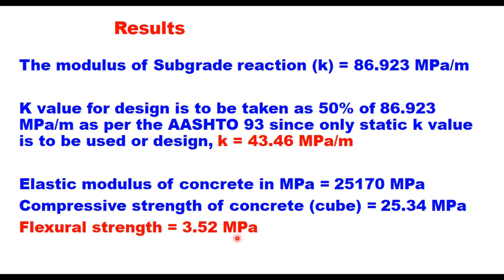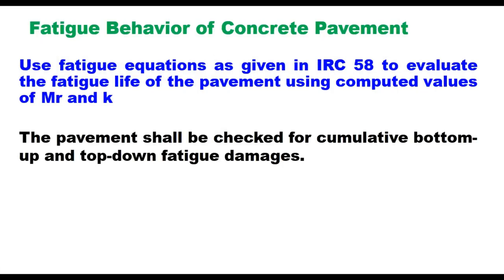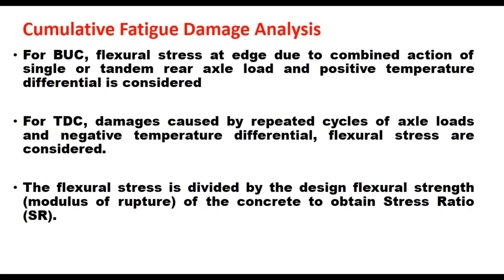Now using this modulus of rupture, you carry out fatigue analysis of the concrete pavement. Use fatigue equations as given in IRC 58 to evaluate the fatigue life of the pavement using this computed value of MR and K. The pavement should be checked for cumulative bottom-up and top-down fatigue analysis. For BUC, that is bottom-up cracking, flexural stress at the edge due to combined action of single or tandem rear axle load and positive temperature gradient is considered. And similarly, for top-down cracking, damage caused by repeated cycles of axle loads and negative temperature differential is considered.